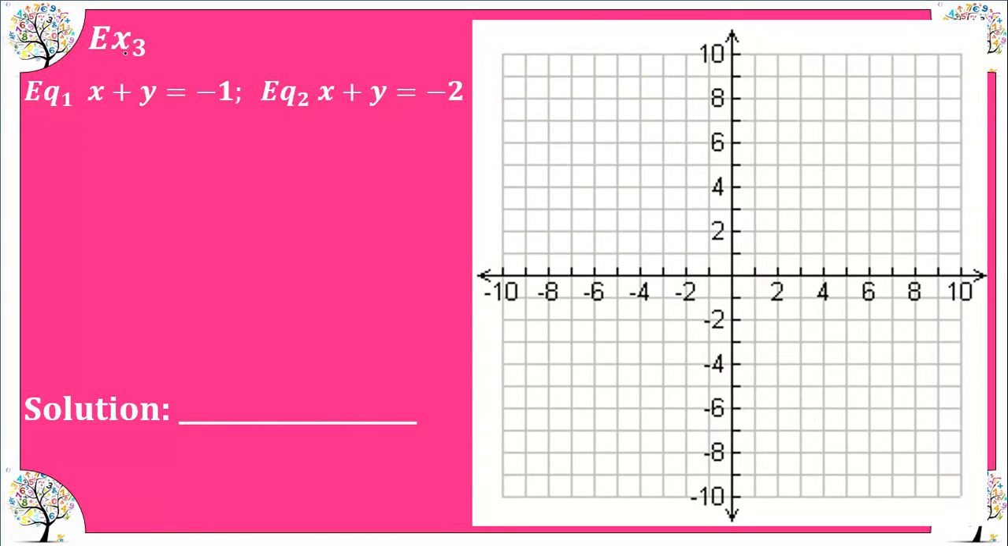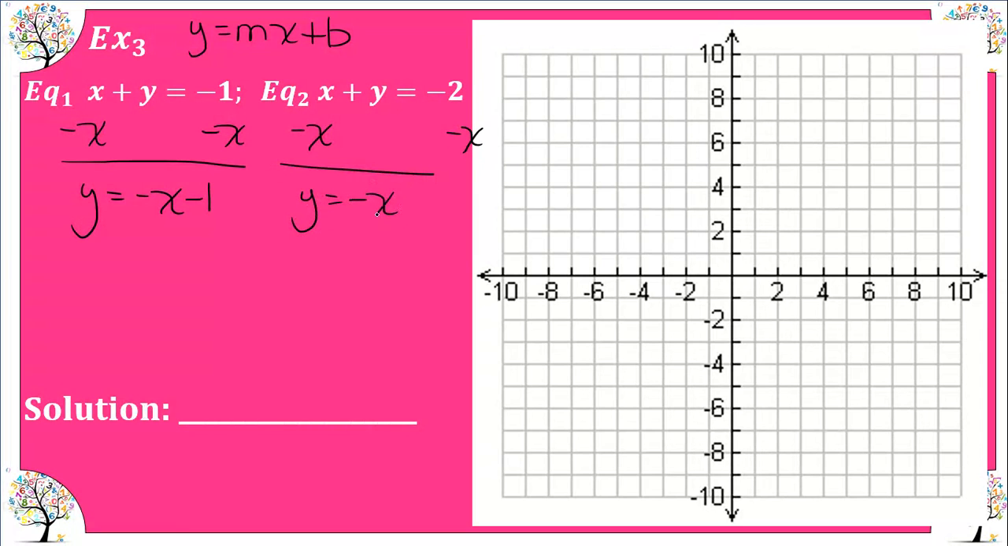Let's look at example 3. Again, we need to put them in slope-intercept form before we graph. And also, if you were to use Desmos calculator, you would need to make sure they're in slope-intercept form. I'm going to graph these, but go ahead and notice they have the same slope of negative 1 and different starting points. So the first one, we're going to start at negative 1, and then we're going to go down 1, right 1, down 1, right 1. So we can see this line.